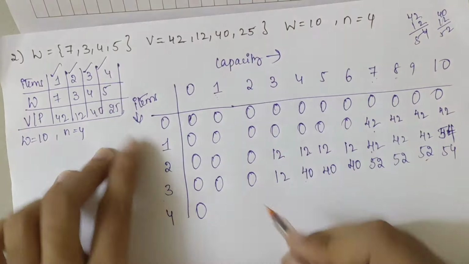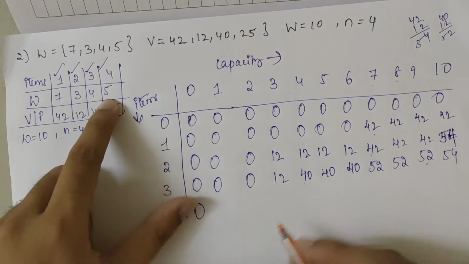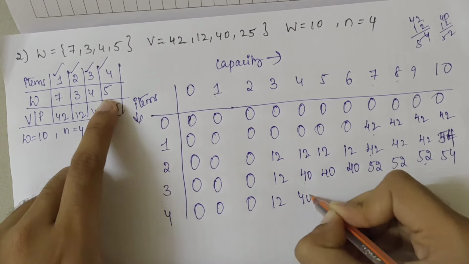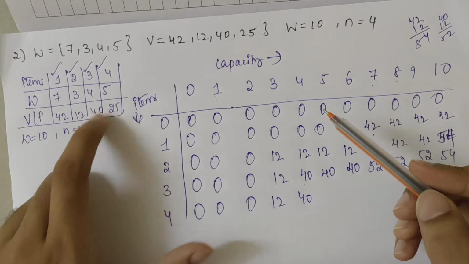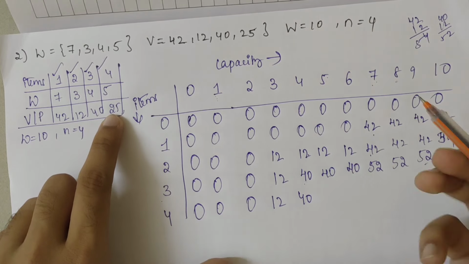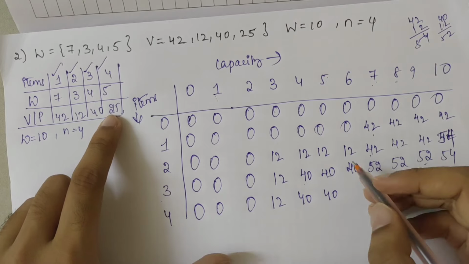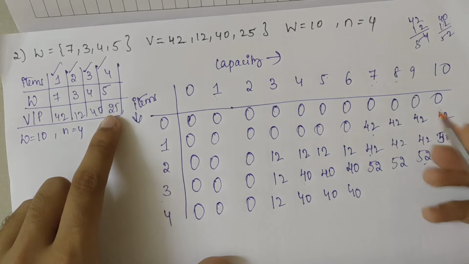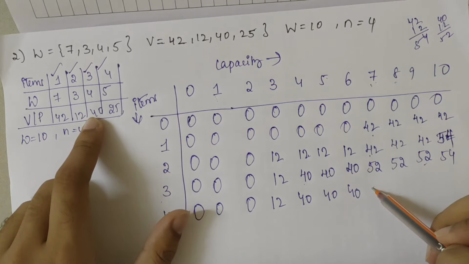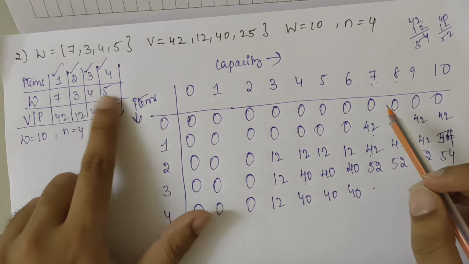Coming to item 4. Item 4 has the weight of 5. So can it be stored in 1? No. 2? No. 3? No. 4? No. And for 5, it is 25. The profit is 25, but previously I had 40 here. So I can write 40 only here. Next, coming to 6. 6 also 40 only I can write. Coming to 7. So in 7, again, do I have any combination possible here?